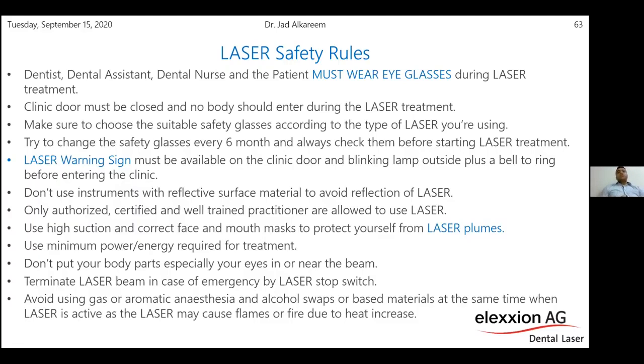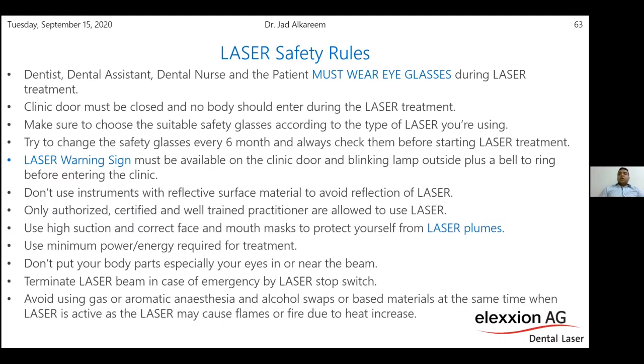As we mentioned before, try to use the minimum power for the application, so it is not always necessary to use high power. Then always try to avoid using any gas or any aromatic or alcohol swabs during the application, because with the high energy of the laser, you may cause some flames to come out from the alcoholic swabs. So you need first to stop the laser and then use the swab.